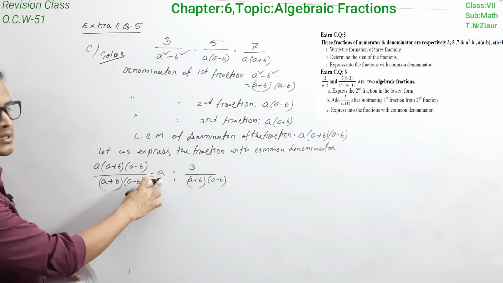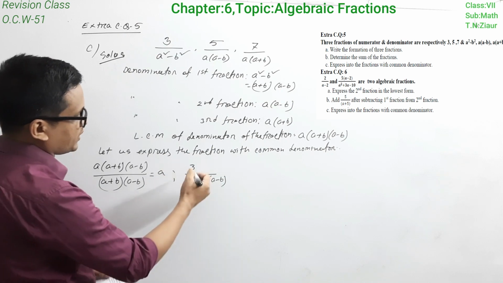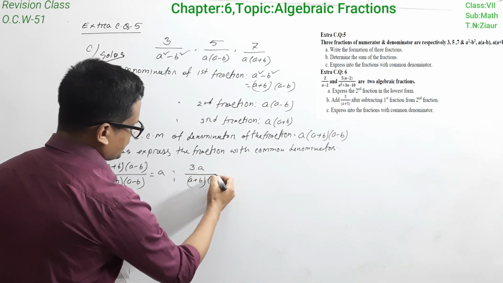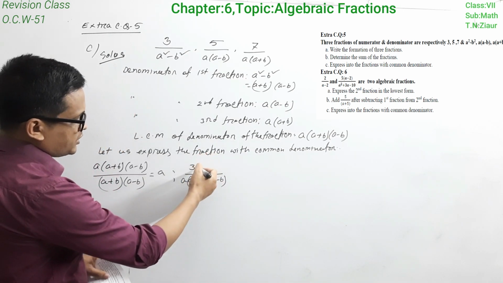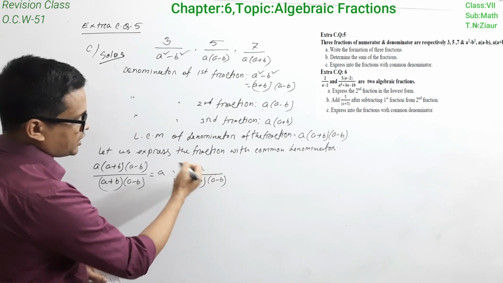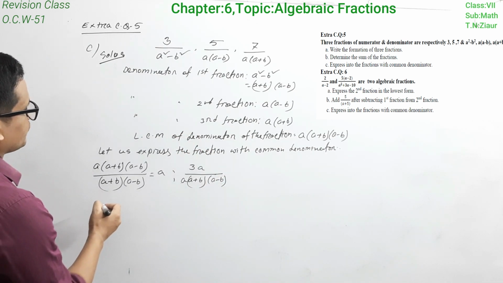Students, here the quotient is a, right? So by this a, we have to multiply in the numerator and denominator. That means in the numerator and denominator you have to multiply by a. I have multiplied here, and this one I have multiplied here. This one is the LCM. Okay, now the second one.